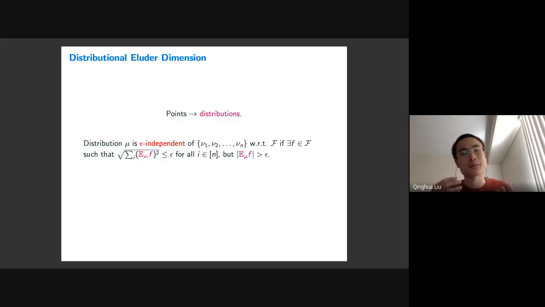But this is a negligible difference, because you can recover the original eluder dimension by taking this f to be the original function class f prime minus itself, and you pick all the distributions to be pointwise distributions. In that way, you can recover the original eluder dimension. So this distributional eluder dimension is basically an extension of the original one.